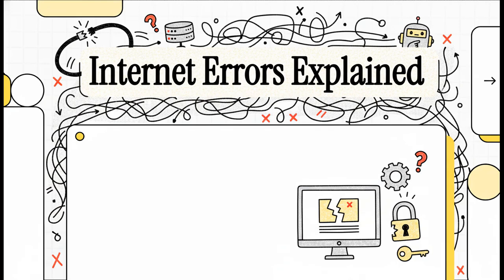You know those confusing numbers and error messages that pop up when a website breaks? We've all seen them. What if I told you they're not random at all? They're actually a kind of secret language. And today, we're going to learn how to speak it.